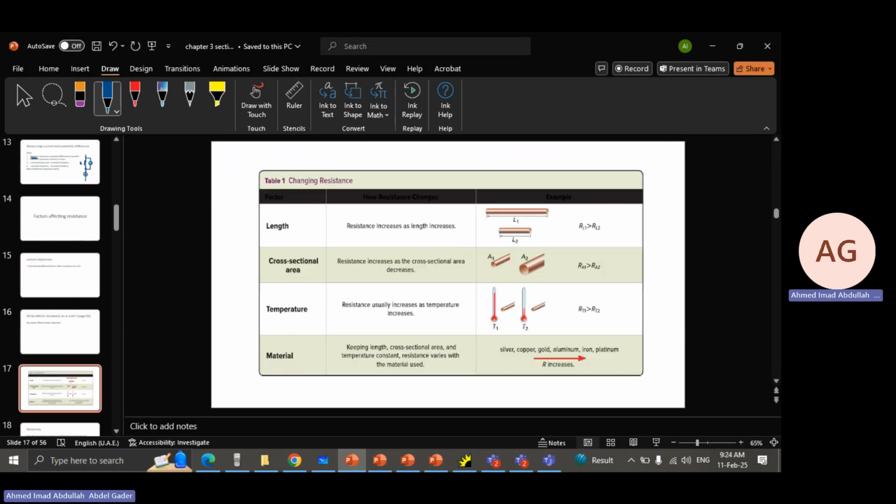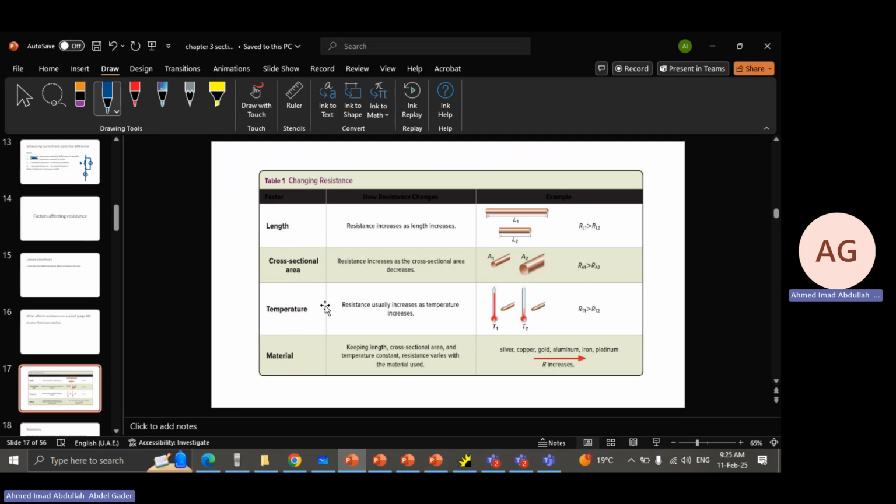Now, if we consider a wire, what are the factors which affect the resistance of a wire? There are several factors. They're summarized in this table. We have length, cross-sectional area, temperature, and of course, material. So typically, the longer the wire, the greater the resistance of the wire. The thinner the wire, the greater the resistance. Generally speaking, this is a general rule. The hotter the environment, or the hotter the wire gets, the greater the resistance of the wire.